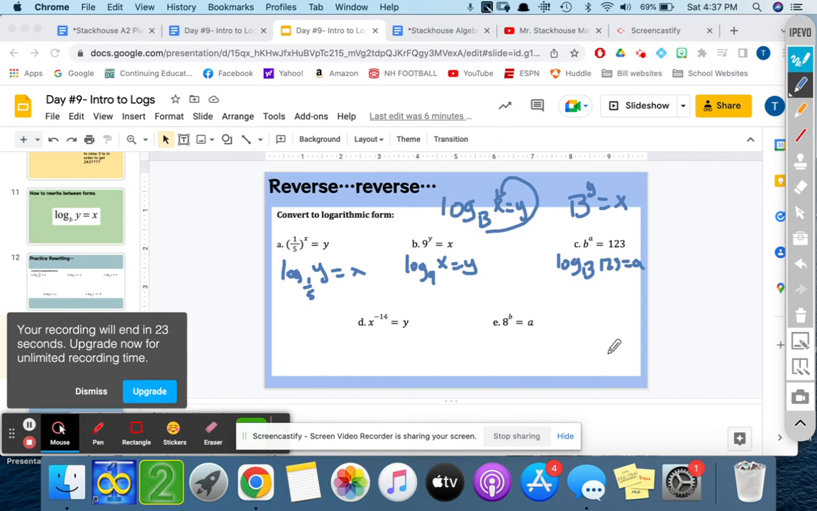So guys, my time's going to run out, but it's really not that complicated. It's just brand new. We are going to learn more tomorrow about these logs, but for right now, they are tools that help us with exponents. And then we'll go in deeper tomorrow.